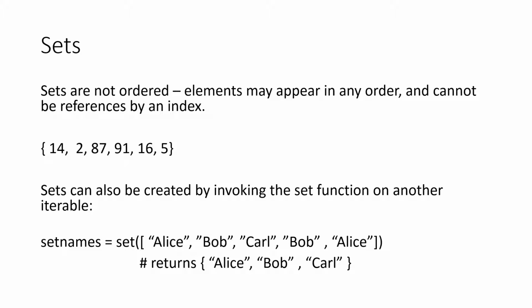Sets can also be created by invoking the set function on another iterable, such as a list. So for example, if we want to create a set called set names, then we can use the set function and pass in a list of names. In this case, if we say Alice, Bob, Carl, Bob, and Alice, we will set the value set names equal to the set Alice, Bob, and Carl. Again, they have to be unique. Since Bob and Alice both appear twice in the original list, the duplicates are removed.